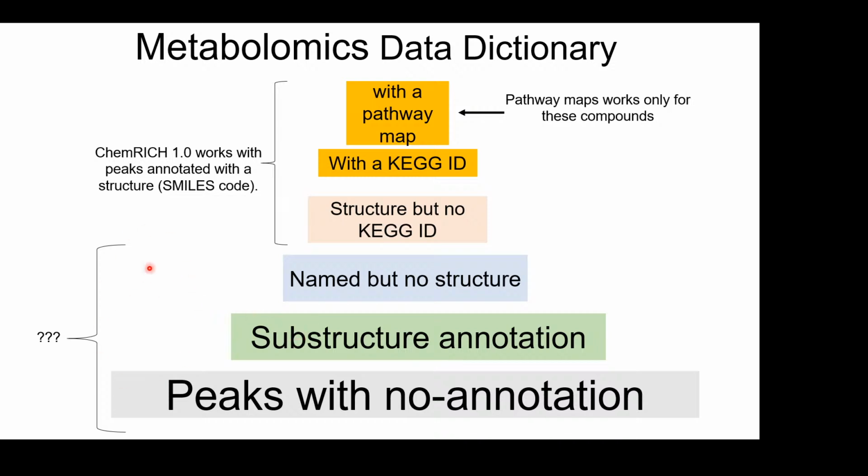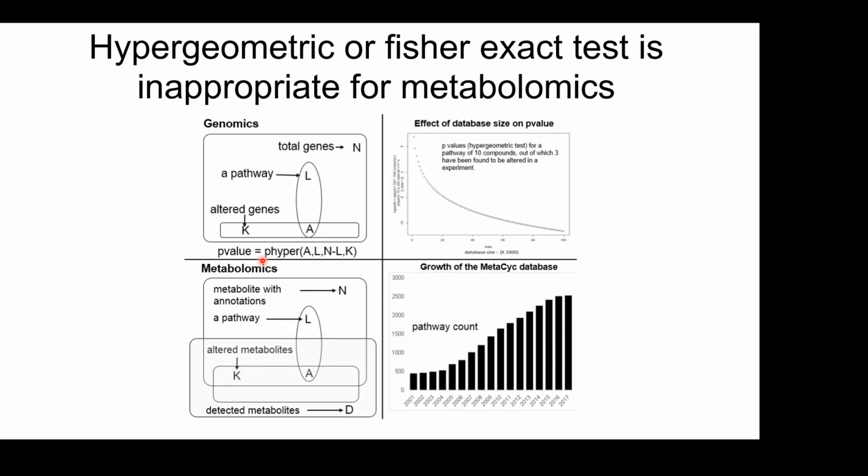That inspired us to update ChemRICH to be more inclusive, and we created several set definitions that allow us to include all these different types of chemicals and annotation levels. One issue was which statistical test to use for set analysis. The hypergeometric test, or Fisher exact test, is traditionally used.